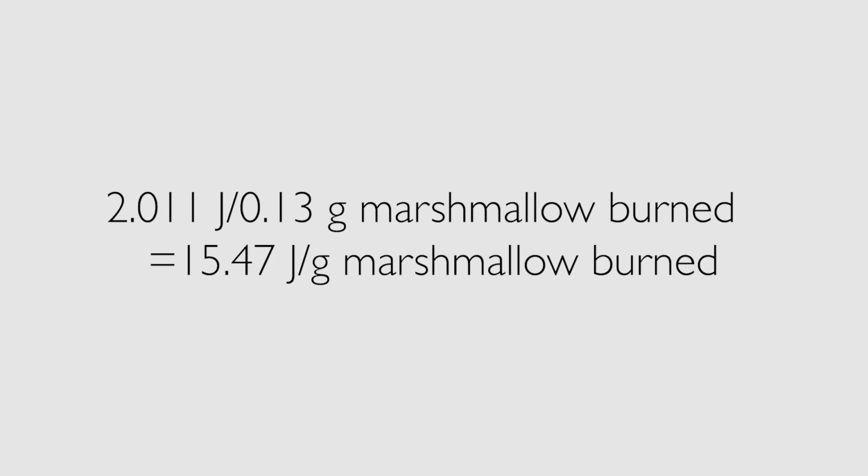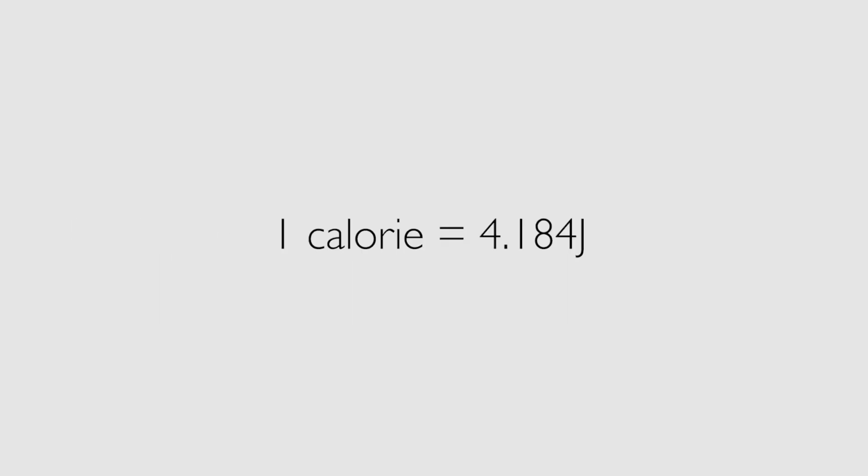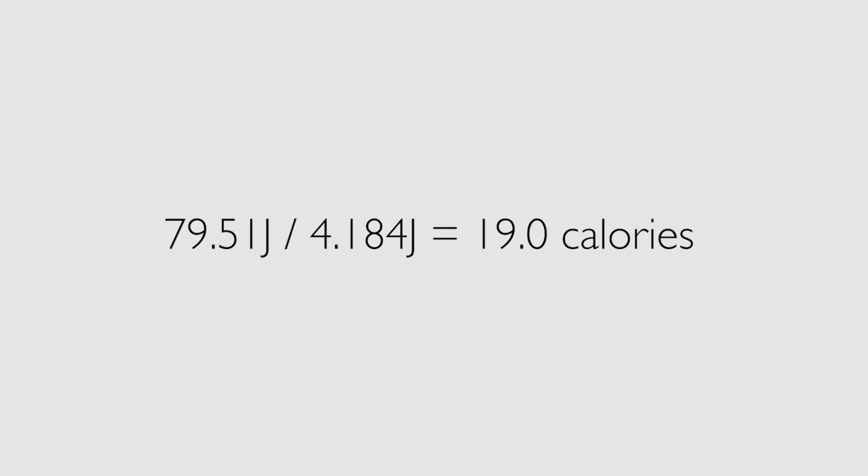We can divide this value by the grams of marshmallow that actually burned, 0.13 grams, to find the joules released per gram of marshmallow burned, 15.47 joules per gram. If you multiply this by the mass of the original marshmallow, this will give you the total joules released from burning the entire marshmallow, about 79.51 joules. Lastly, we can convert this value to calories through the conversion 1 calorie equals 4.184 joules. By dividing our value of joules by 4.184 then, we can now determine that this marshmallow had around 19 calories.